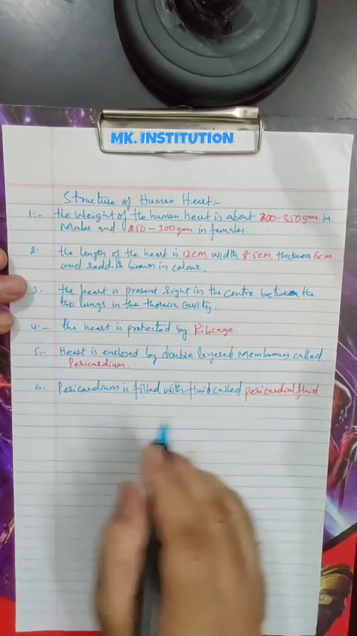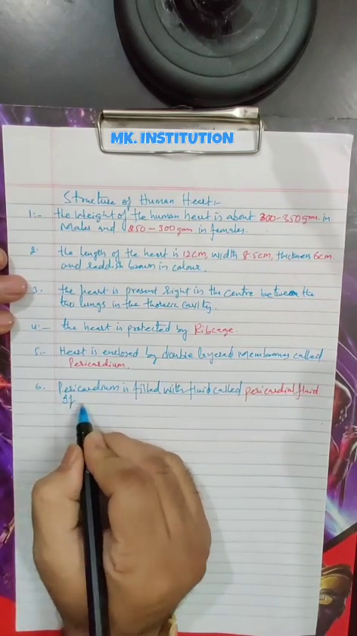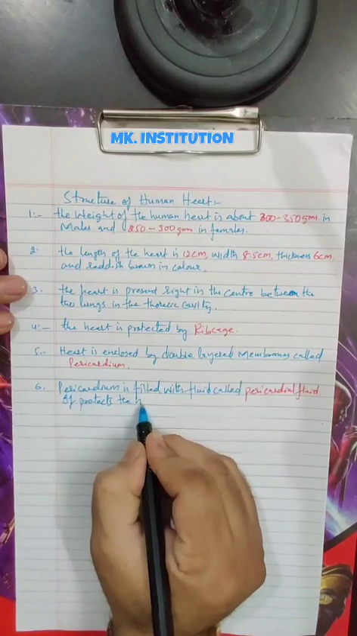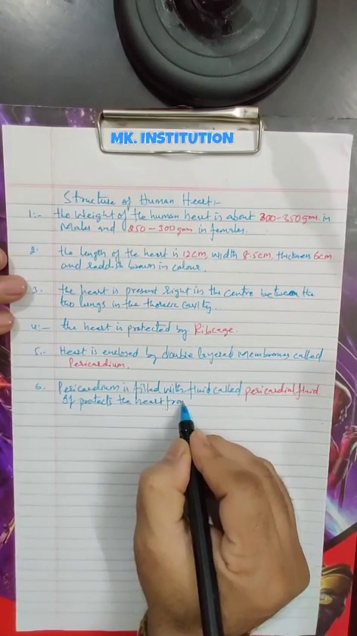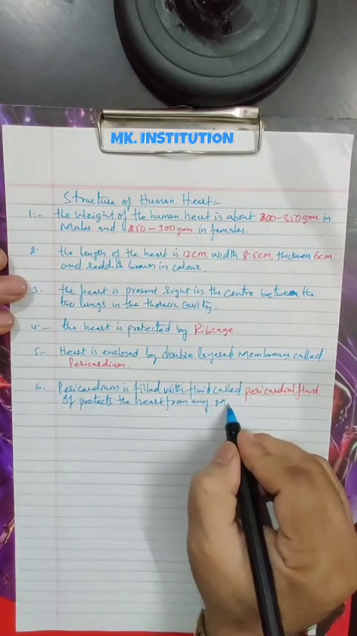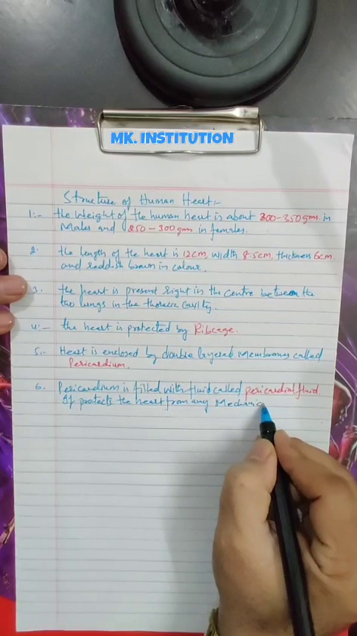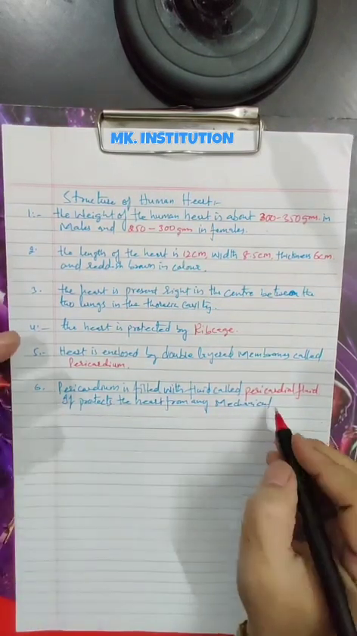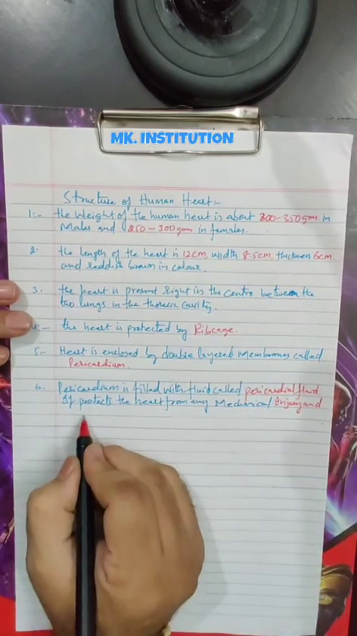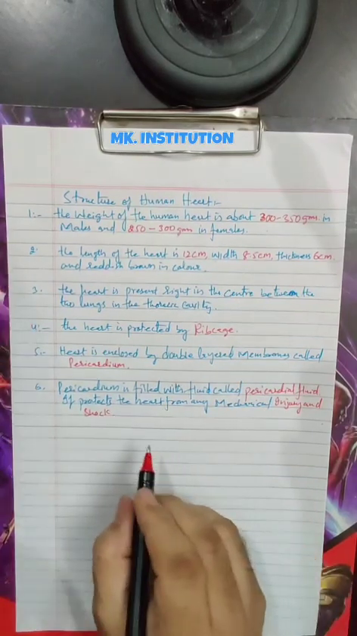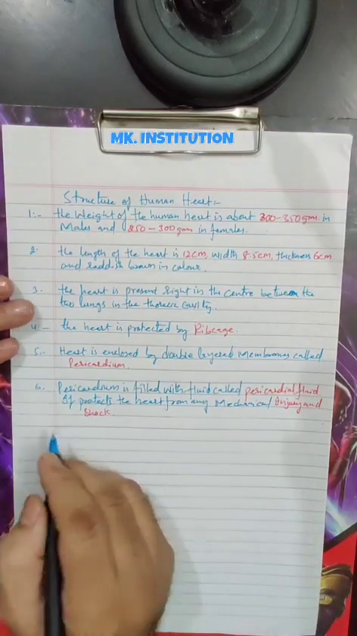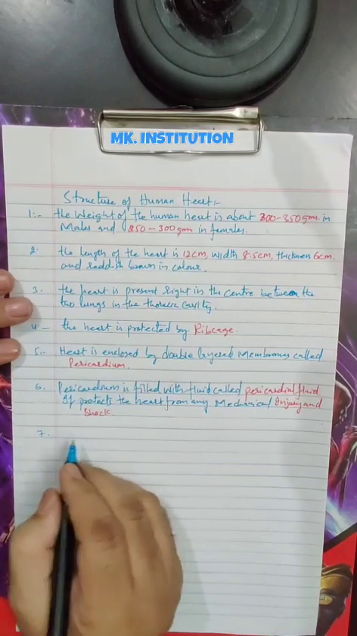And what is the function of this pericardial fluid? It protects the heart from any kind of mechanical injury or shocks. The main work of pericardial fluid is that it protects the heart from physical shocks and injuries, you can write.